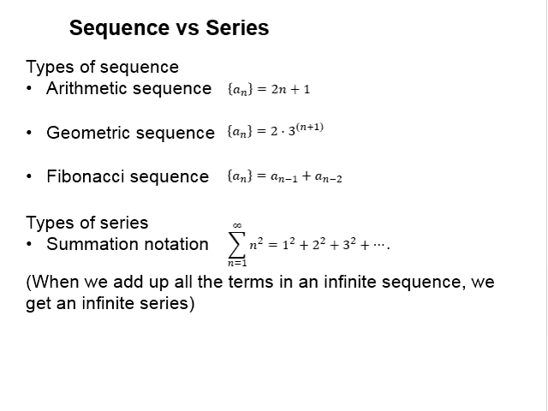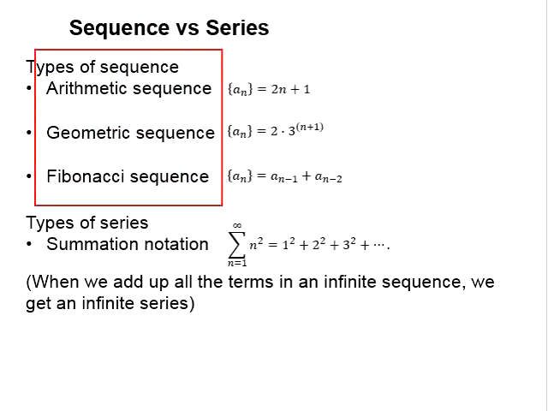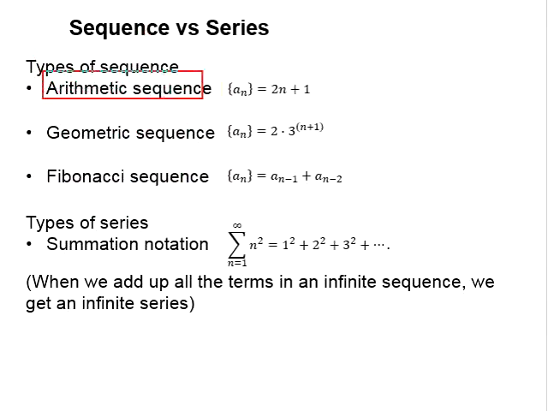To know the series, first we need to know the sequence. There are various types of sequence, which include arithmetic sequence, geometric sequence, and Fibonacci sequence. These are the formulas for the sequence. The n here will be a running number from 1 to any number which you are interested in.